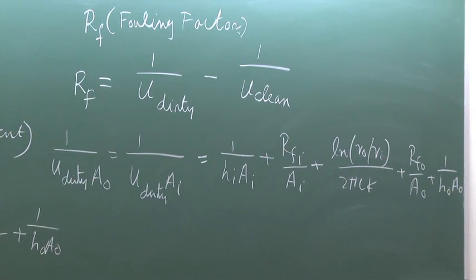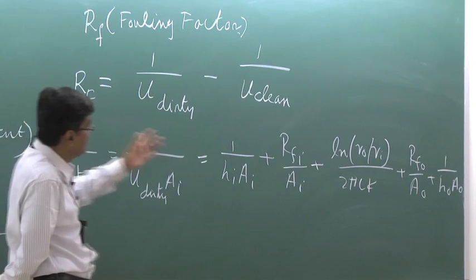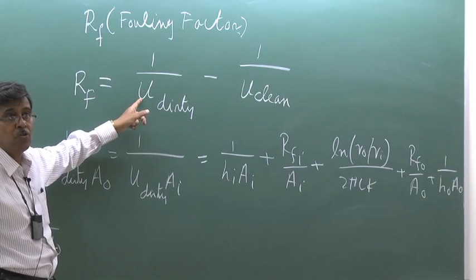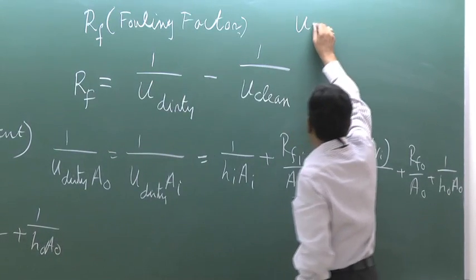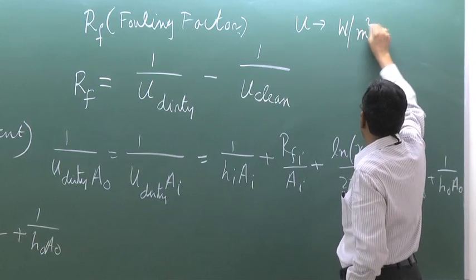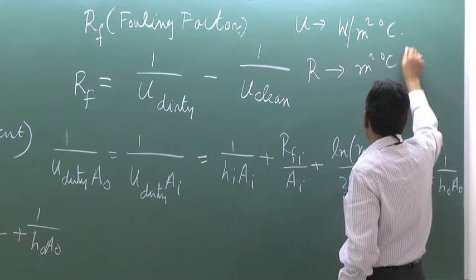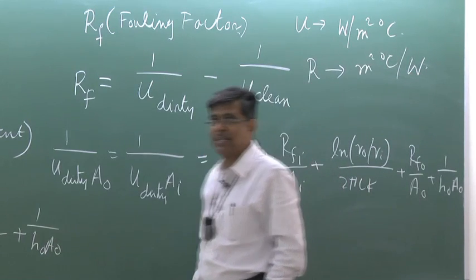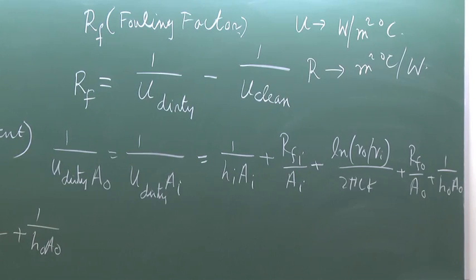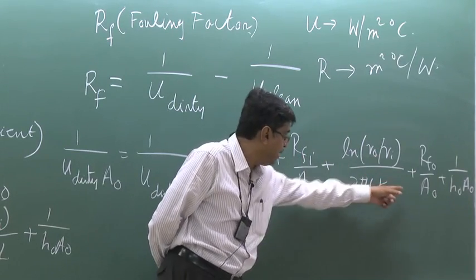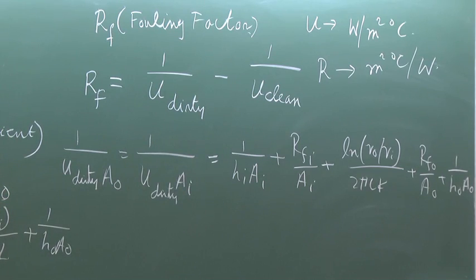So therefore, one can take care of the fouling factor in this way, because fouling factor is expressed as a resistance, inverse of this U. So what is the U unit? Watt per meter square degree Celsius, whereas the thermal resistance unit is meter square degree Celsius per watt, and fouling factor is expressed in terms of meter square degree Celsius per watt. So if it is expressed like that, and if the fouling factor is given inside the tube or outside the tube, accordingly you can take care of A_i, A_o and can use this overall heat transfer coefficient.